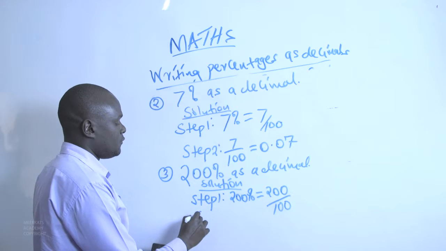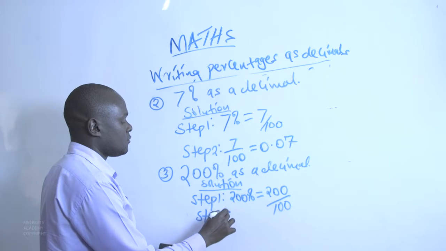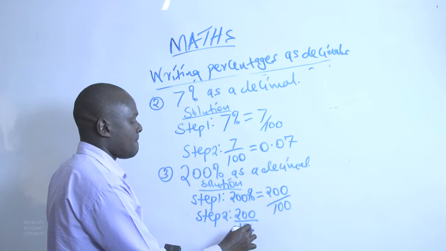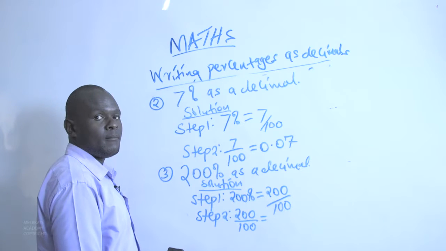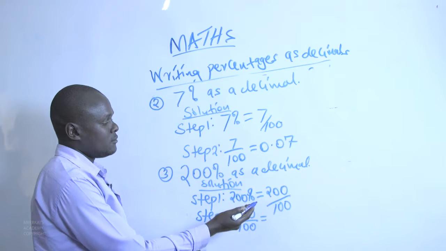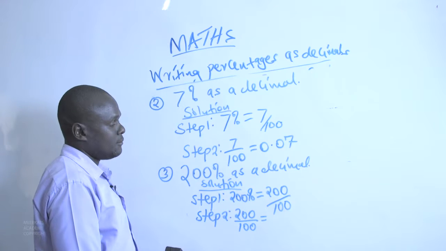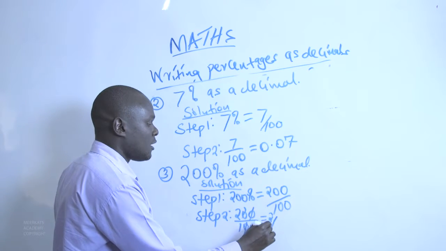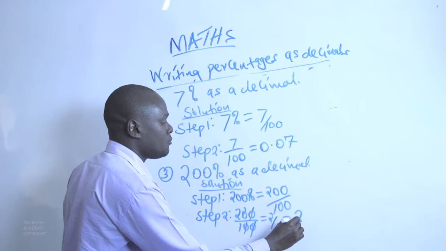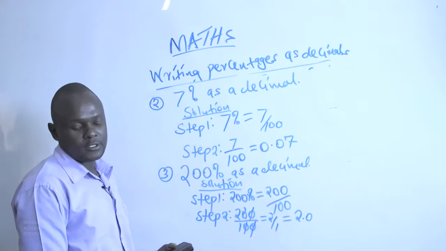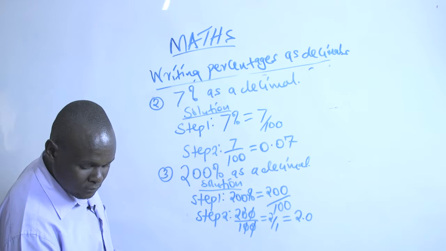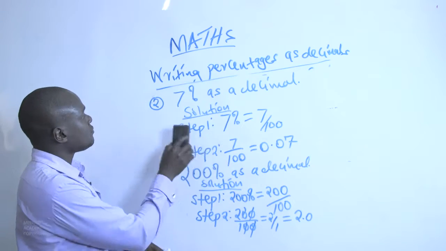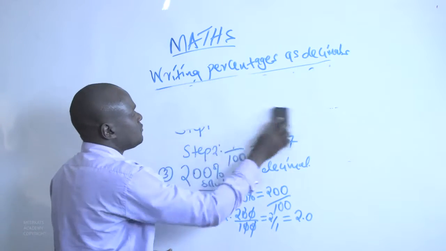Then we proceed with the division. Actually, when you look at division of 200 by 100, we are going to cancel the zeros and it will give us 2 out of 1, which is the same as 2.0. That is what we have. We can look at our last example. That is example number 4.